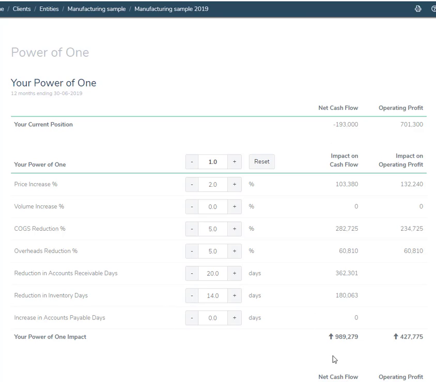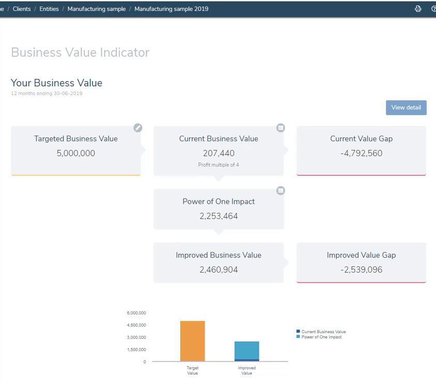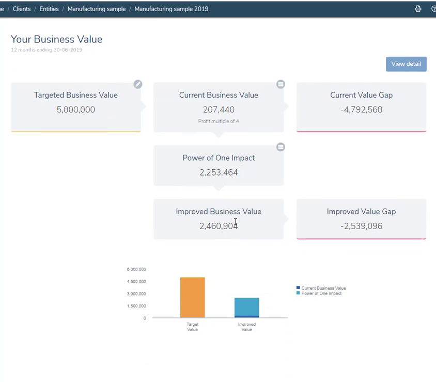The impact on our cash flow, nearly $1 million. When we look at the impact on our value, you can see the significant difference that has made. So if this is our target, this is what we want to work towards over the next few years to get our business worth $5 million. You can see what having the impact on some of those things will have on our overall business value.